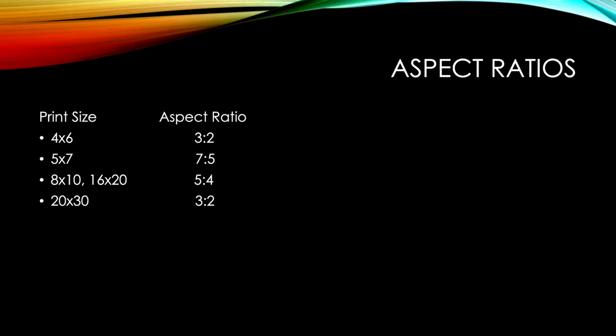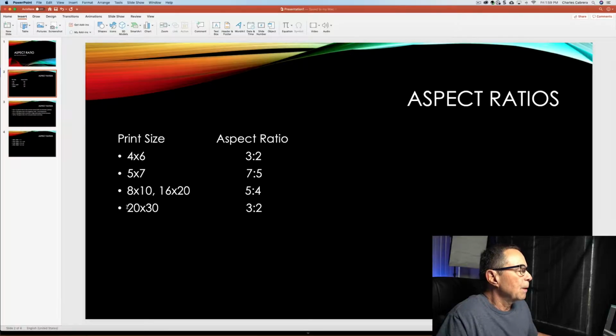So just to give you an idea, what the few print sizes here show is that, for instance, if you want an 8:10 or 16:20, your aspect ratio needs to be 5:4 without having any cropping going on. Now you can print any size you want, but if it's 8:10 or 16:20, a 5:4 aspect ratio will get you no cropping involved here at all. So a large print like a 20:30 is a 3:2 aspect ratio.